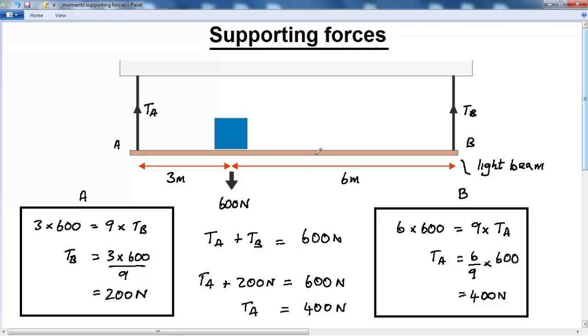Okay, so in the next lesson we'll consider a setup where our beam has got a weight.